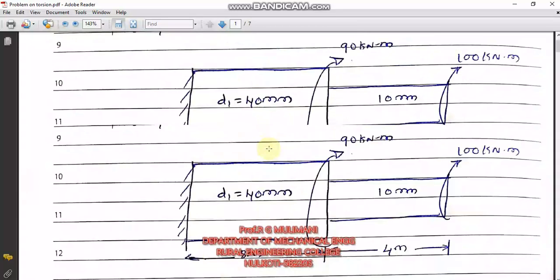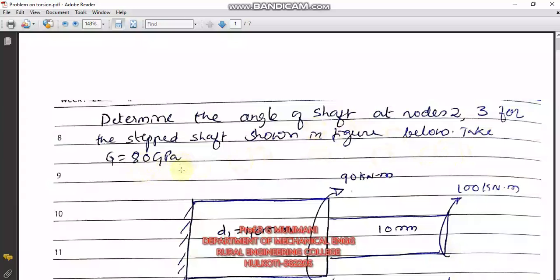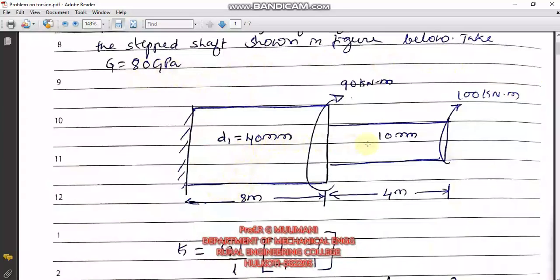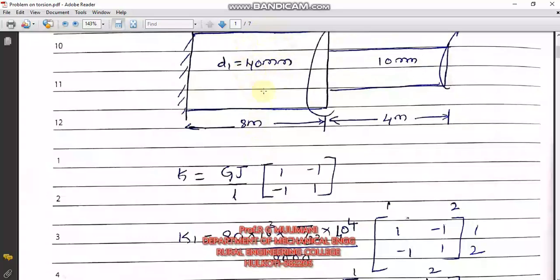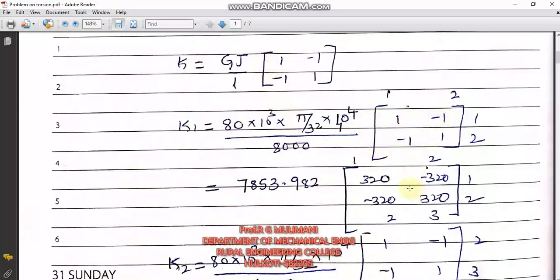Okay, let us find the stiffness matrix K1. K1 is equal to, what is the modulus of rigidity? It is 80 gigapascal. As the dimensions are given in millimeters, let us take it in Newton per millimeter square or megapascal, that is 80 into 10 raised to 3. What is J? Pi by 32, as it is a circular cross section of 40 mm diameter, pi by 32 into 40 raised to 4, divided by the length of the shaft. Length is 8 meters, so 8000 millimeters, times [1, -1; -1, 1].